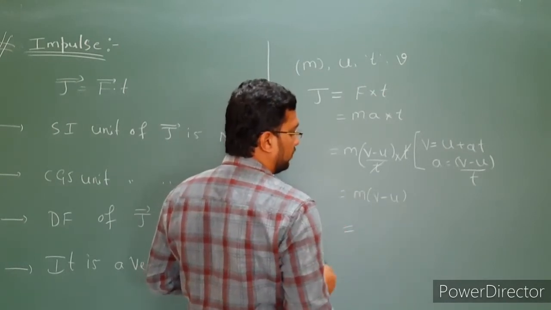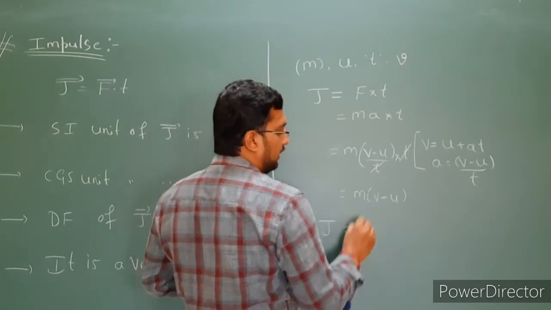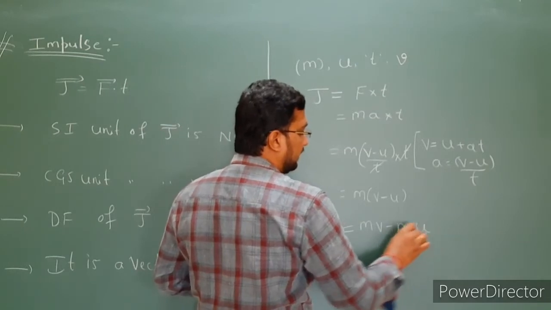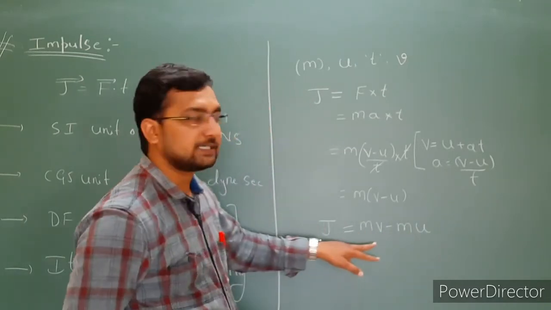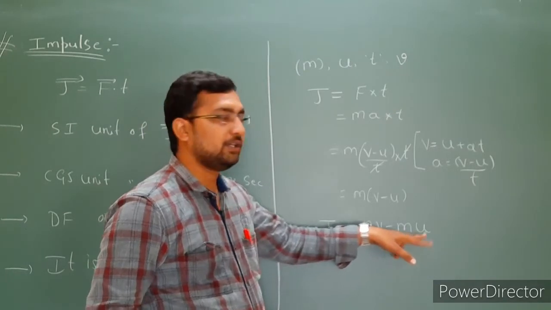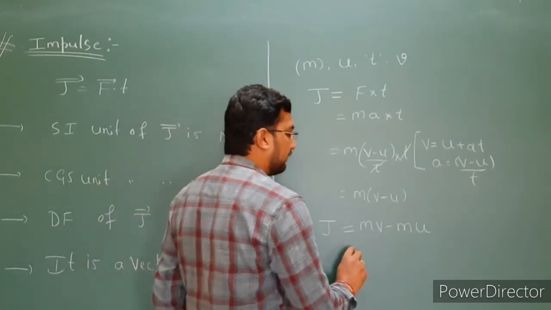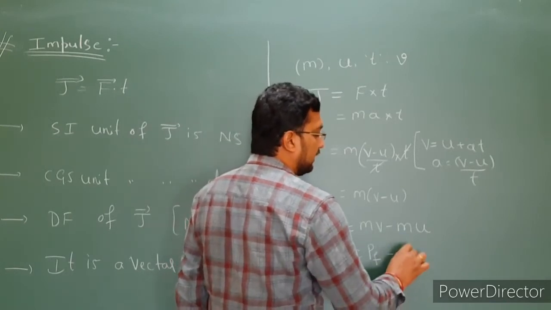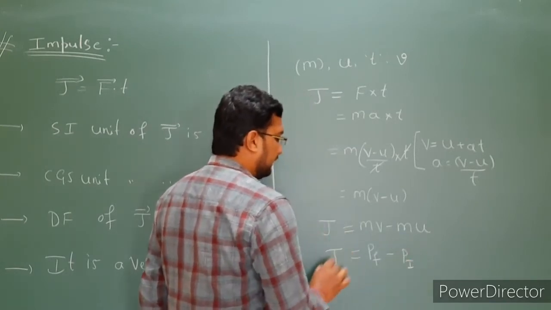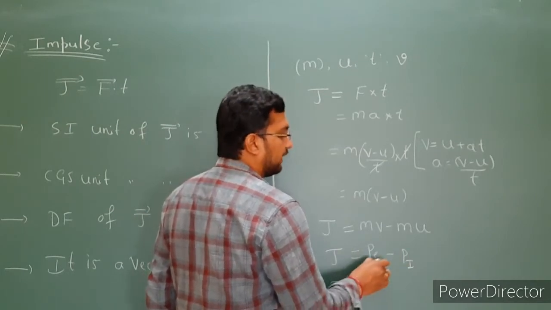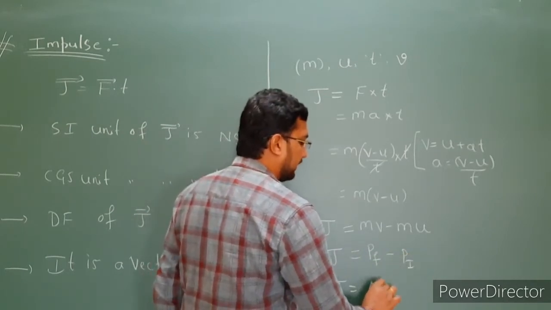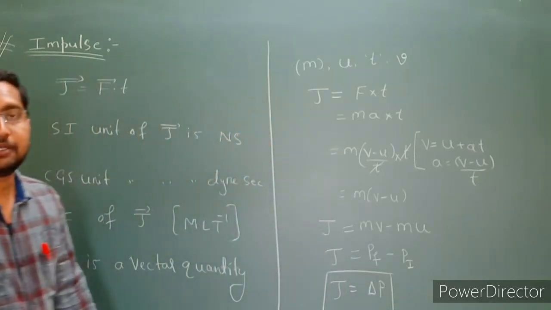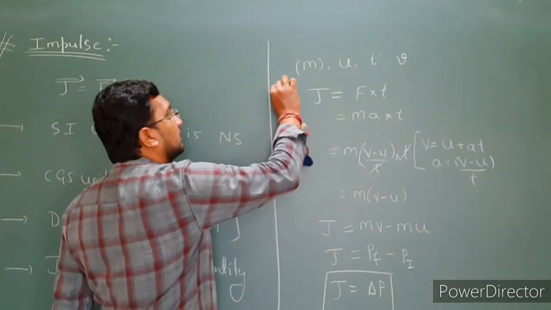So impulse is equal to mass into velocity minus mass into velocity. Here m is mass, v is the final velocity, minus mass into initial velocity. So this is the final momentum, minus the initial momentum. Then impulse is equal to final momentum minus initial momentum, that is, the change in momentum. It is very important for 3 marks.